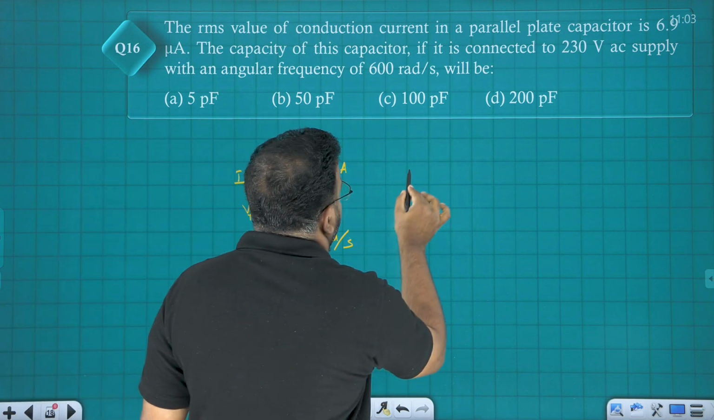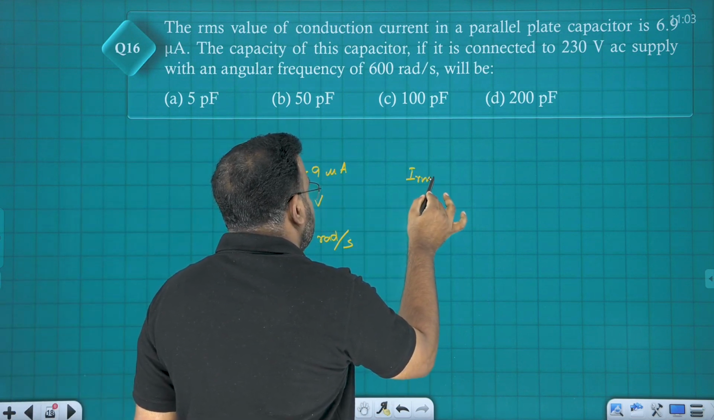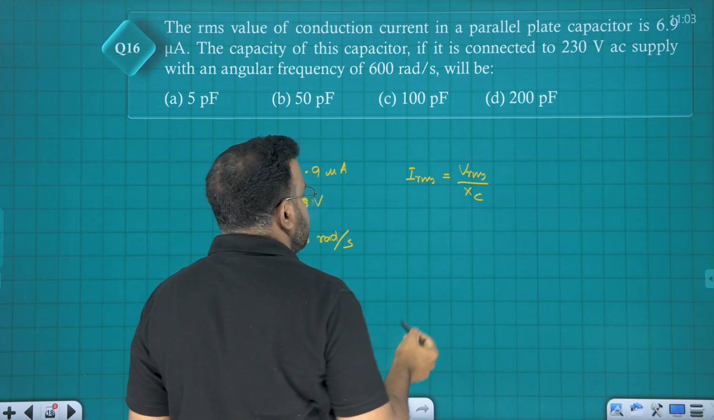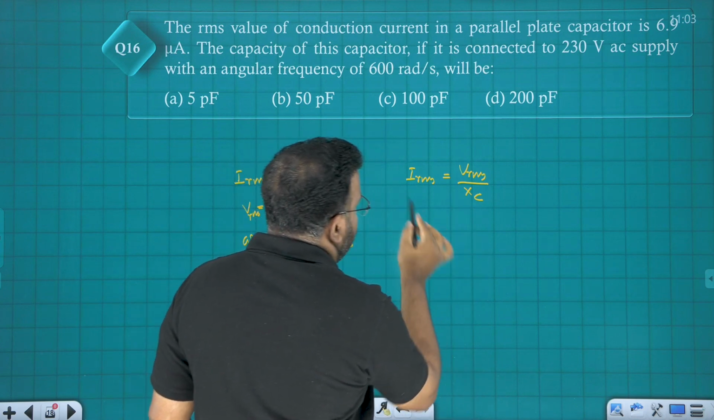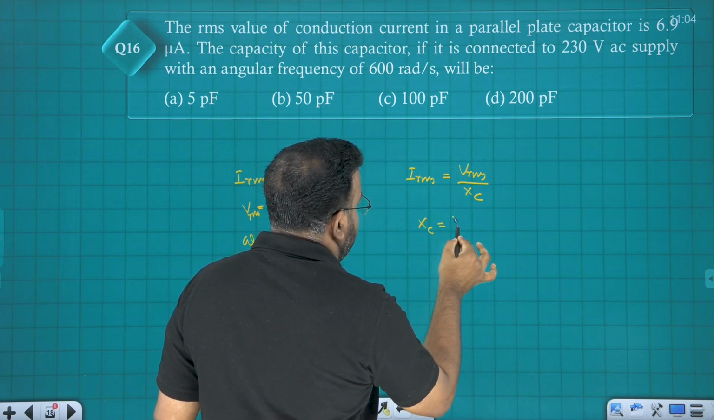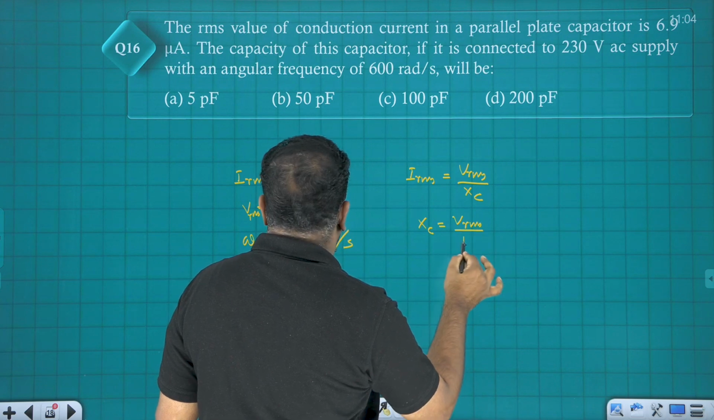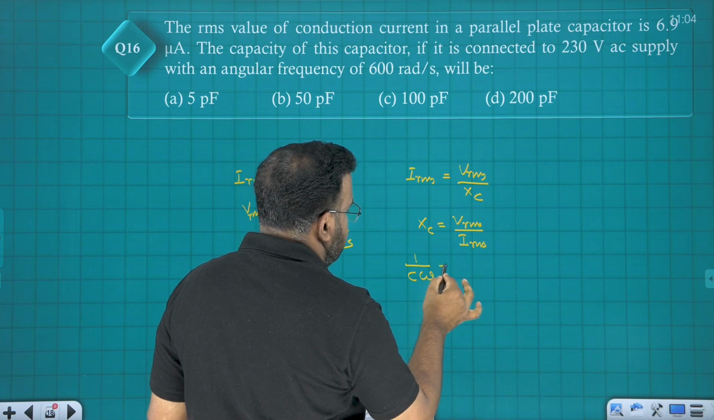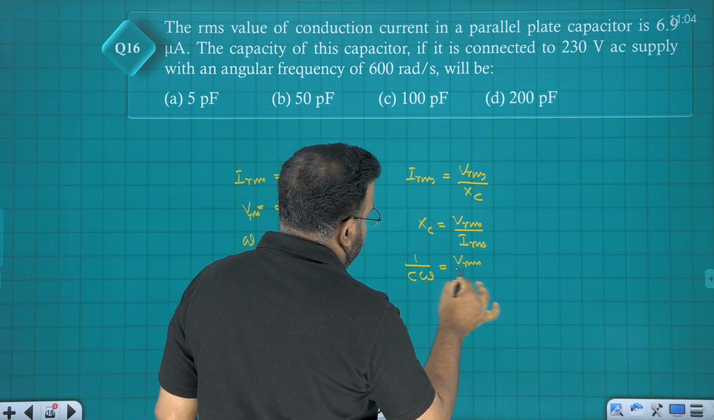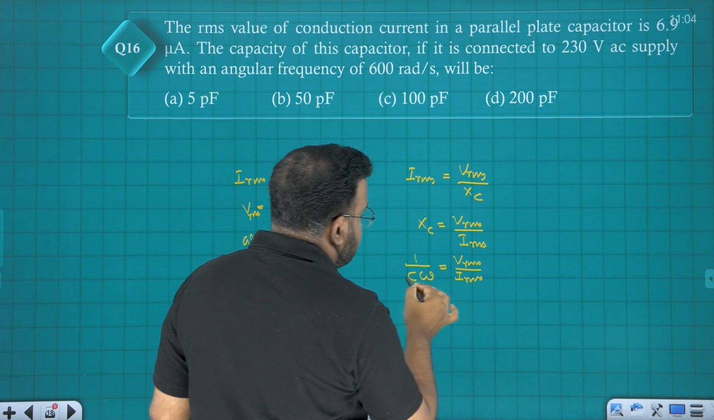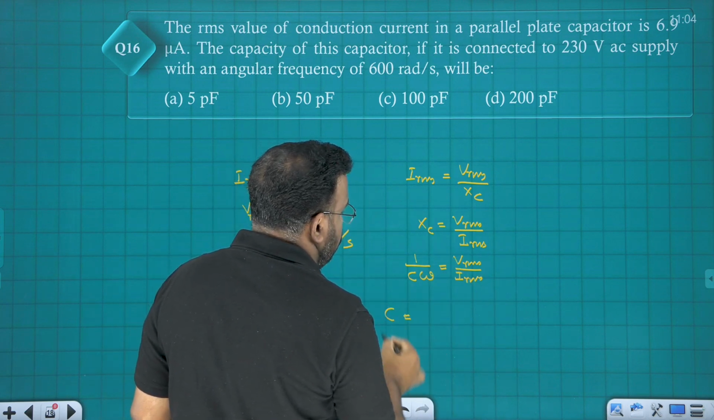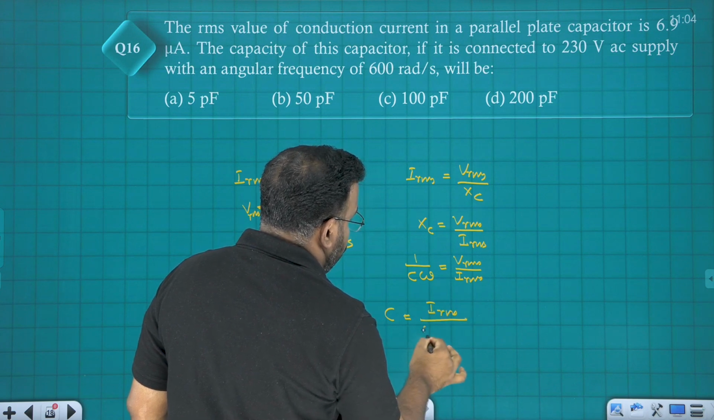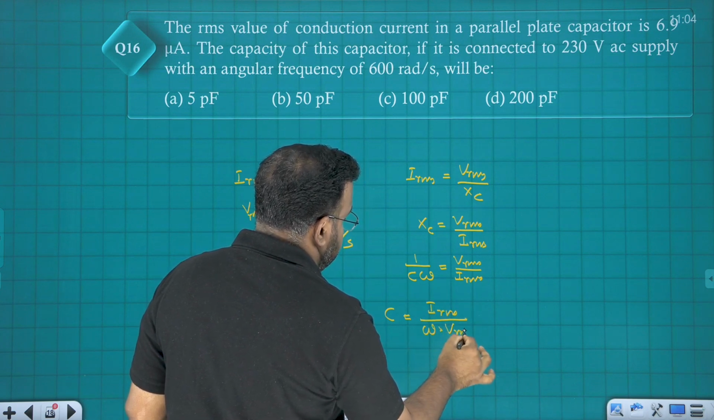So, we can use which formula? IRMS is equal to VRMS by XC. Capacitance value only we need to find. So, XC is equal to VRMS by IRMS. XC is 1 by C omega. So, 1 by C omega is equal to VRMS by IRMS. They are asking the C value, no? So, C is equal to IRMS divided by omega into VRMS. Now, we can substitute.